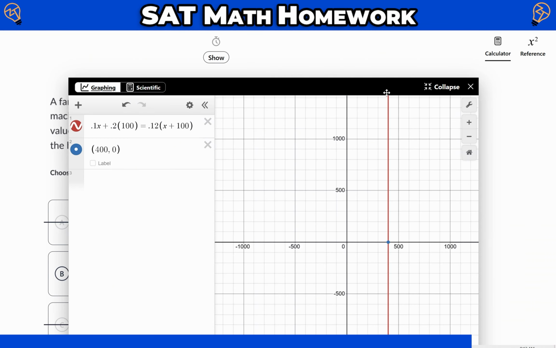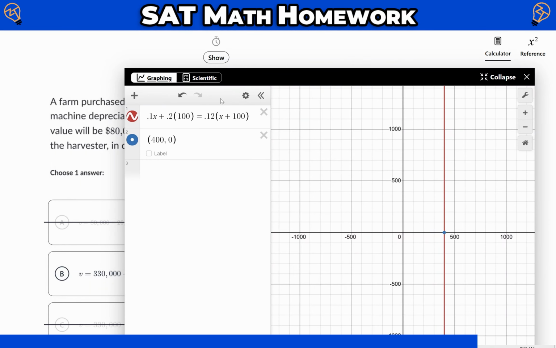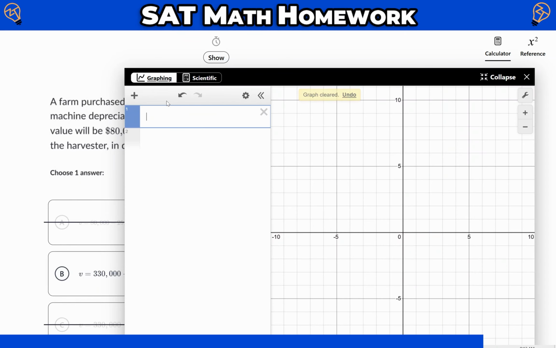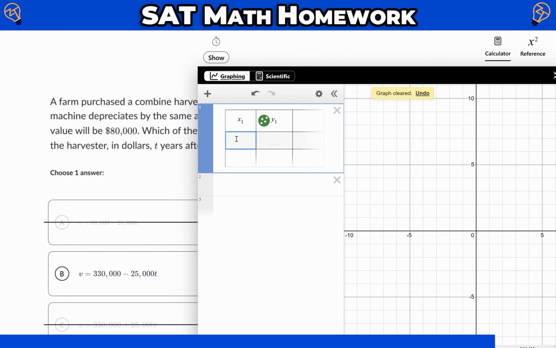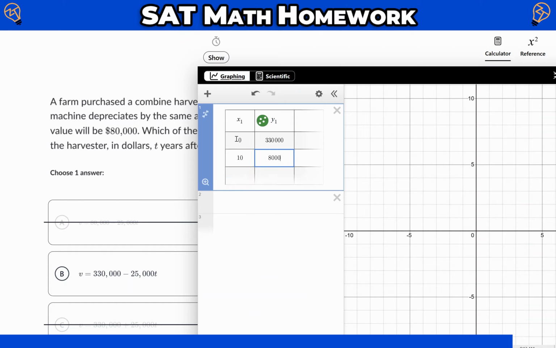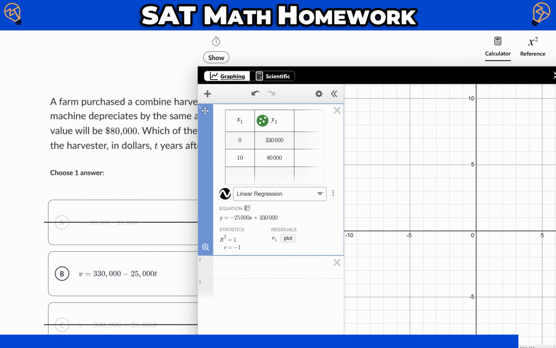Then let's actually go into Desmos. We're going to clear anything that was from a previous question. And then we're going to go to table, and we're going to input those two ordered pairs. So notice 0, 330,000, and then 10, 80,000. And then we're going to go to regression. And by default, it does linear regression, which is what we want. If it was something else, we would go to linear regression. And notice this equation. You have the y-intercept as 330,000 and the slope as negative 25,000, which again matches with option D.